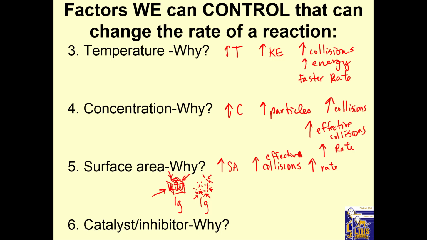Catalyst or an inhibitor. It lowers the activation energy. Okay. So we don't need as much energy to climb the hill, which we'll talk about in a little bit. So then it's a faster rate.